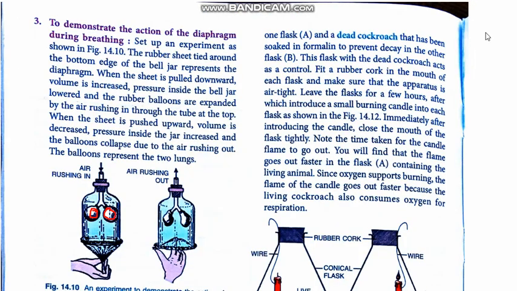Now our third experiment is to demonstrate the action of the diaphragm during breathing. Let me show you. This rubber sheet is acting like a diaphragm. These two are our lungs and this is our mouth. When we push it downwards, the air from outside comes inside, and when inspired air is coming inside, the lungs expand. When we stretch the diaphragm upward, like a dome shape, the air moves outside, or we can say that the lungs relax.